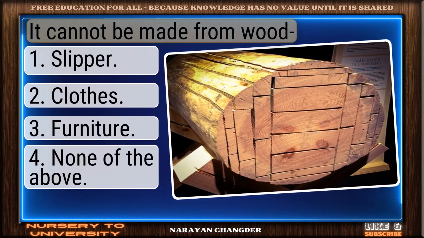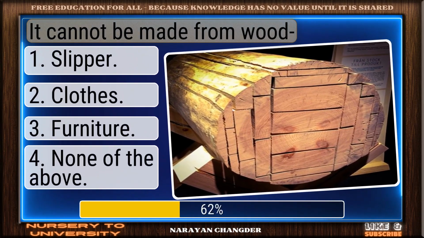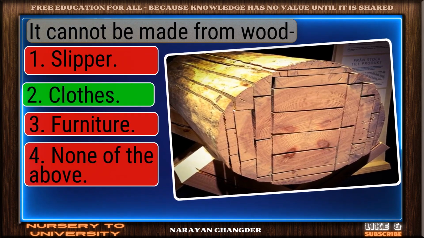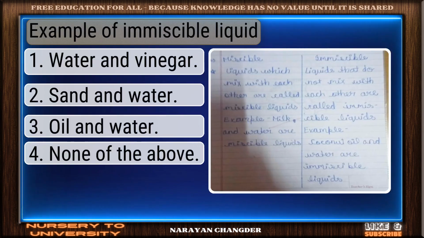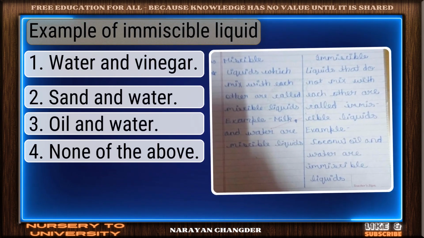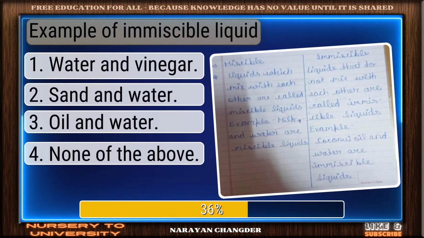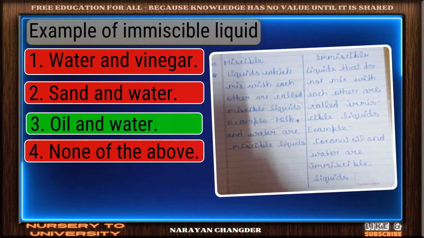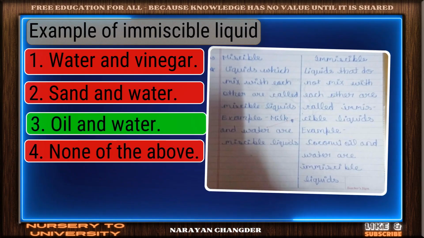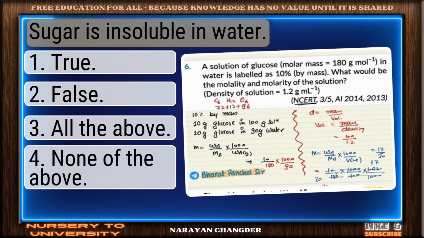It cannot be made from wood. Solid response. Clothes is a valid choice. Example of immiscible liquid. Bravo. Oil and water is the answer. Sugar is insoluble in water.